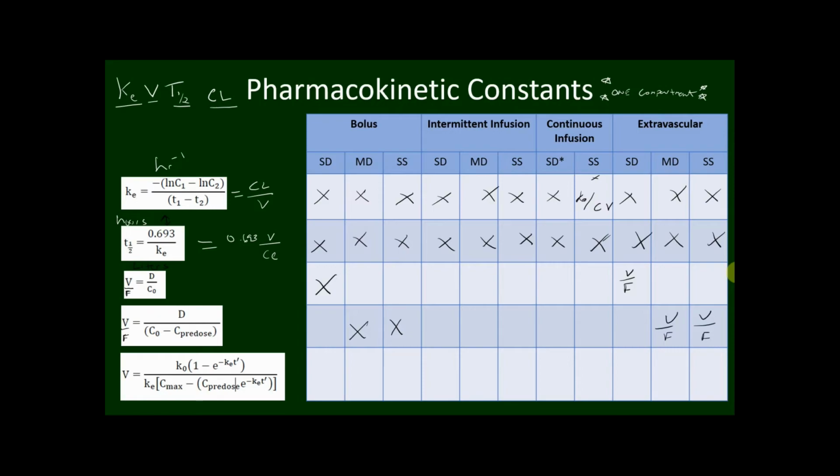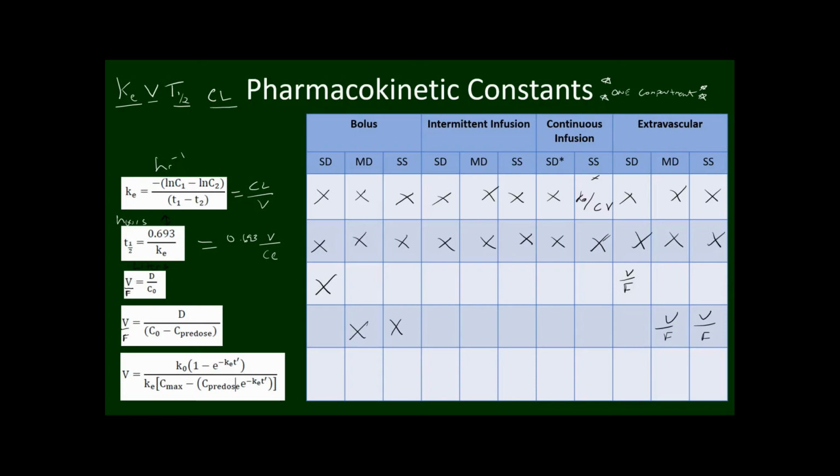Finally, let's take a look at this last messy looking equation, which incorporates the infusion rate, and it's 1 minus an exponent of the elimination rate times T prime, which is actually the infusion time. So that's what T prime is here. That's a good thing to remember and know. And that's divided by the elimination rate times a max concentration minus a C pre-dose, so a previous concentration, to an exponent of the elimination rate and again that infusion time.